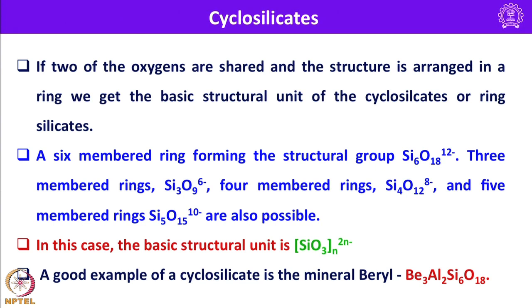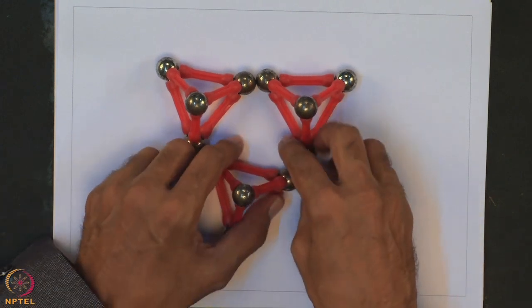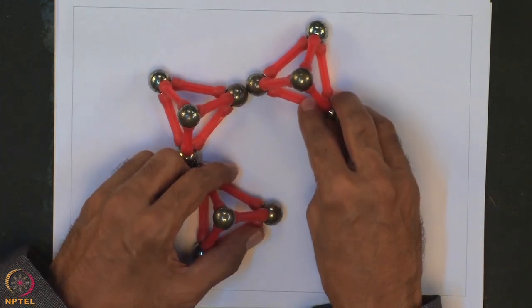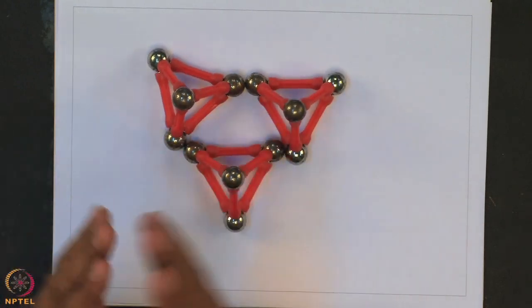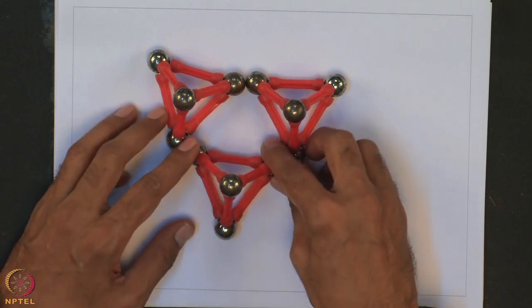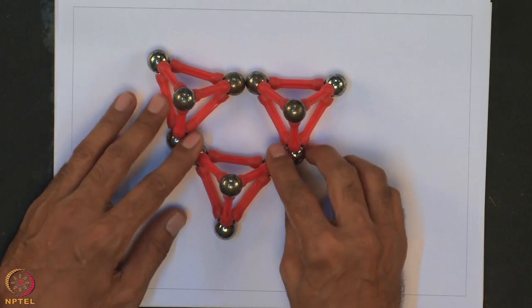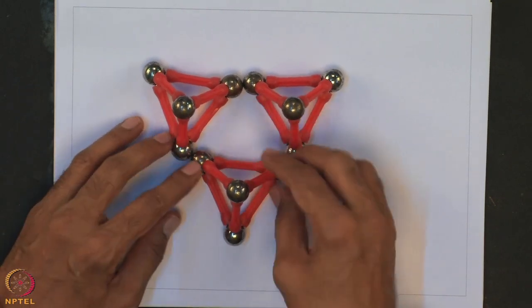If 2 oxygen atoms of a tetrahedron are arranged in a cyclic fashion, something like this. Okay. So, this leads to the formation of cyclosilicate. Of course, here you can have 3 membered, 6 membered, or even 8 membered or even 11 membered rings. A 6 membered ring forms the structural group Si6O18 12 minus. 3 membered rings have Si3O9, you can see here 1, 2, 3.